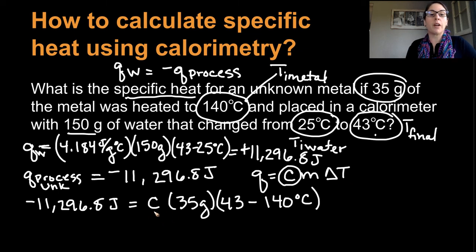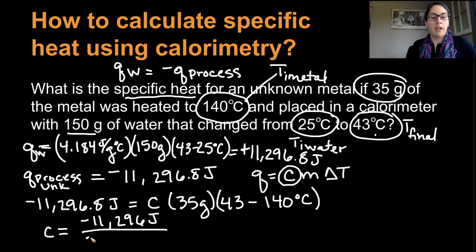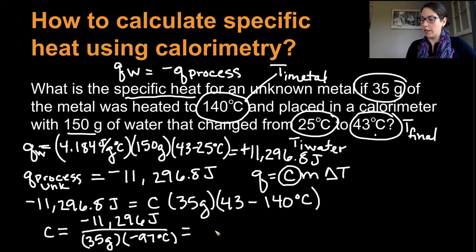And I know I've had a couple questions from the lab on the value of C being negative, which it won't be. So now I just algebraically solve for this. Negative 11,296 joules divided by 35 grams. And when I did that calculation already for the change in temperature, I got negative 97 degrees Celsius. When I calculate that all out, I end up getting a value of 3.3 joules per gram degree Celsius.